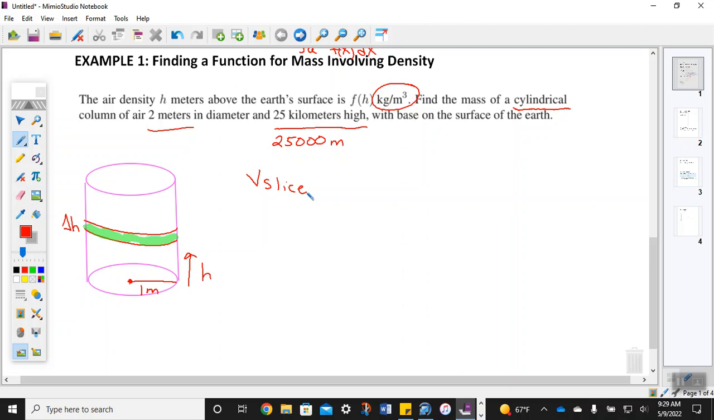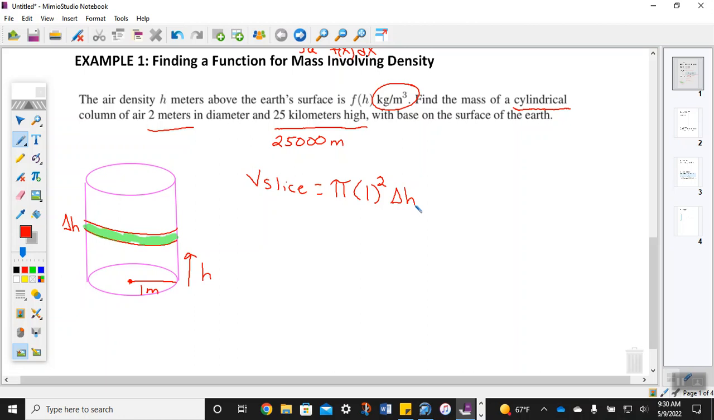And that's that slice. I drew a bad slice there, didn't I? It's okay, it's Monday, right? Okay, so the volume of a slice would be pi times your radius squared. What is your radius? 1. So pi times 1 squared times the height of that slice, which is what? Not 25,000 meters, just the slice. We call it delta H. That would be the volume, right?